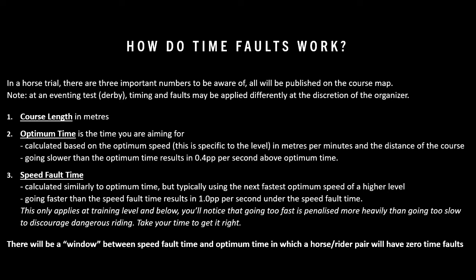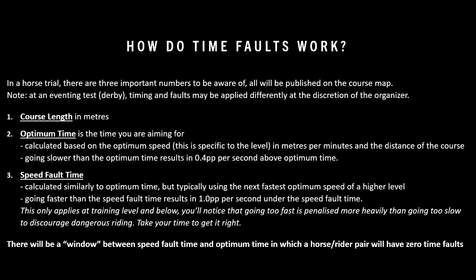If you go slower than the optimum time, you'll get 0.4 penalty points per second above the optimum time. So if you're in entry level and your optimum speed says 350 meters per minute, and you travel the whole course at that speed, you'll come in exactly at optimum time.